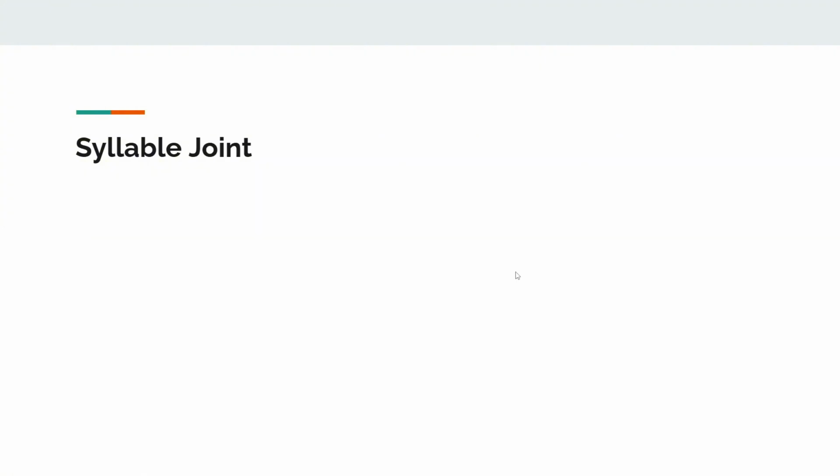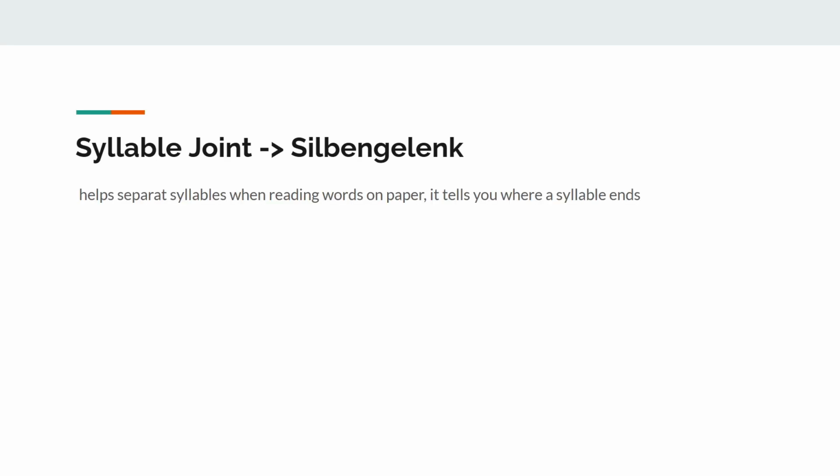After talking about this, I want to talk about syllable joint. In German, it's called Silbengelenk. In German, people talk about it a lot, and in English, not that often. But we can also see syllable joint in English. So syllable joint basically helps you separate syllables when reading words on paper. It tells you where a syllable starts and where a syllable ends.